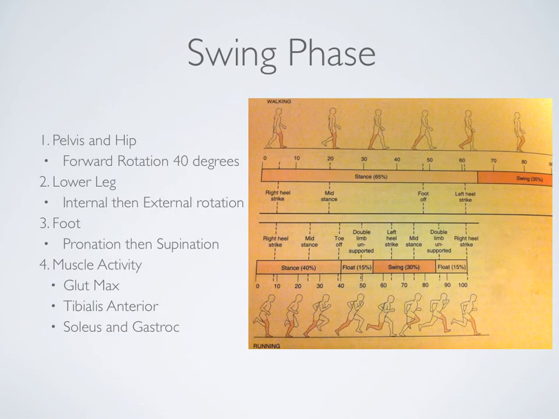Swing phase. The pelvis and hip rotate forward 40 degrees. The lower leg internally rotates, then externally rotates. The foot begins in pronation to absorb the shock, then moves into supination for support. The muscle activity in late swing is that gluteus maximus and tibialis anterior work eccentrically, while the soleus and the gastroc work at only about a fifth of their max. Gait can be described as a series of falls and very little muscle activity when walking normally. As the pace increases, so does the muscle action.